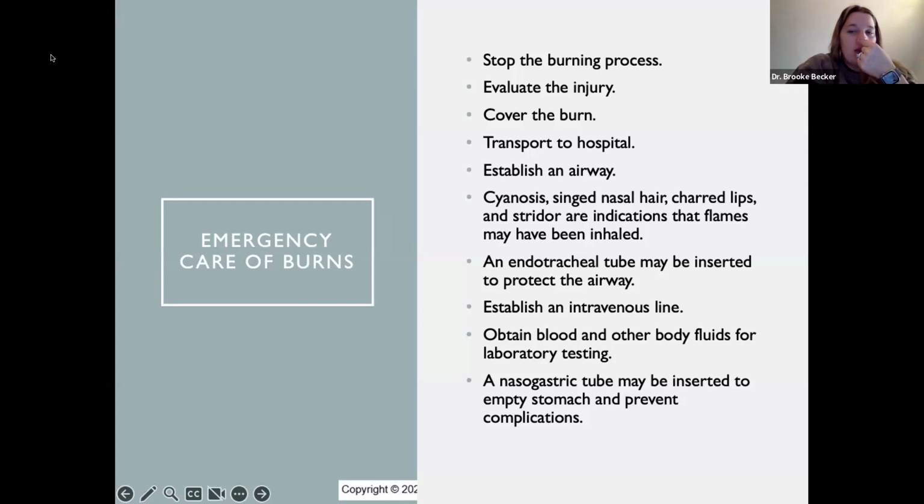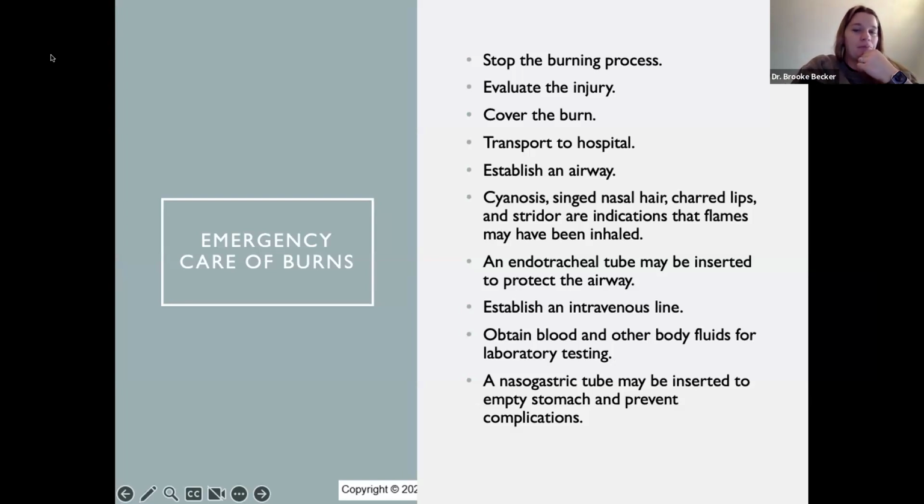Cyanosis, singed nasal hair, charred lips, and stridor can all indicate that they've inhaled flames. Those are some signs. If that happens, those kids are going to be intubated pretty much right away, because they don't want to lose their airway. Getting the ET tube in place while there's still a good shot is easier than having to do it when they're already struggling to breathe.